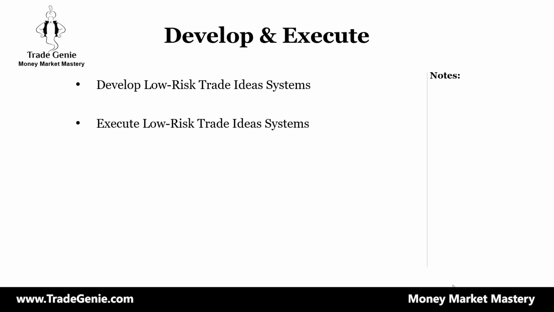So there are two components to anything. You can develop your low risk trade idea system, and I'll explain to you the definition of this, and then you have to execute. So I can create a system and say, okay, I'm using this, take my document and run with it. But then you're unable to execute because it's not fitting you.